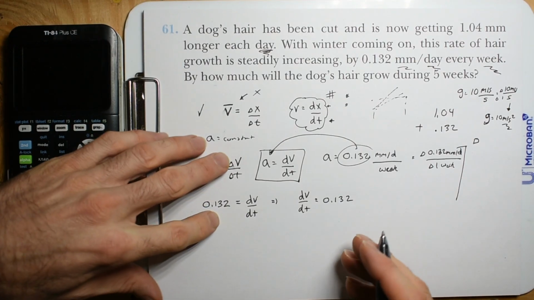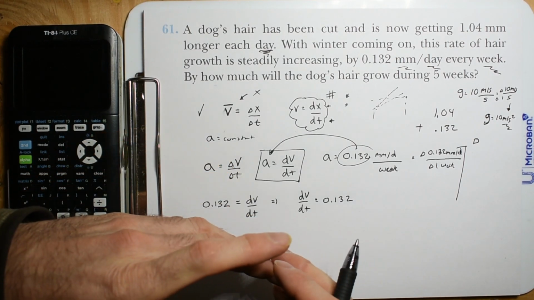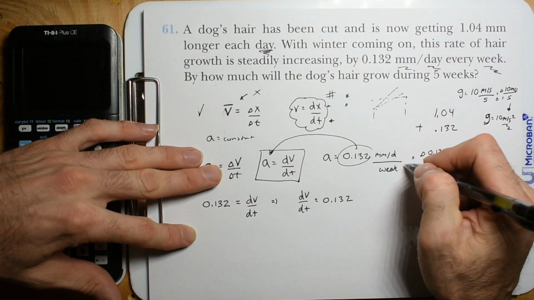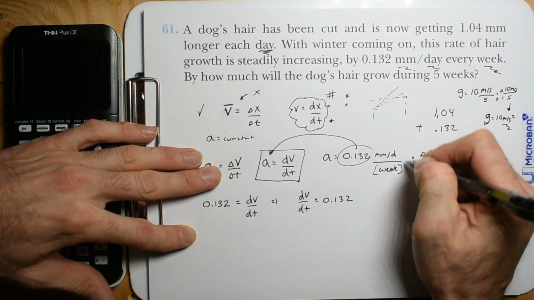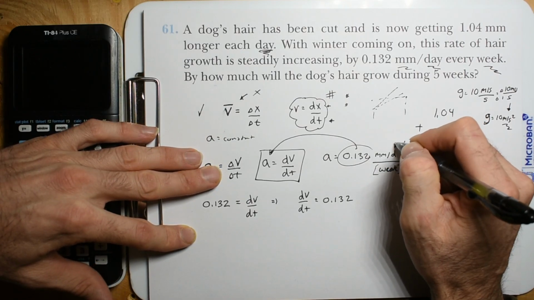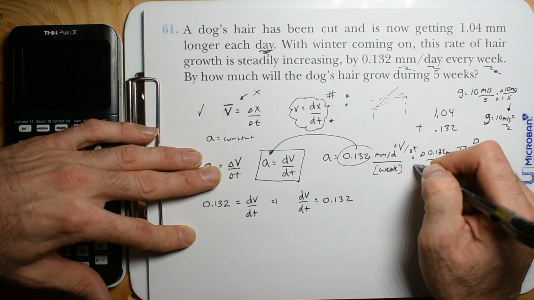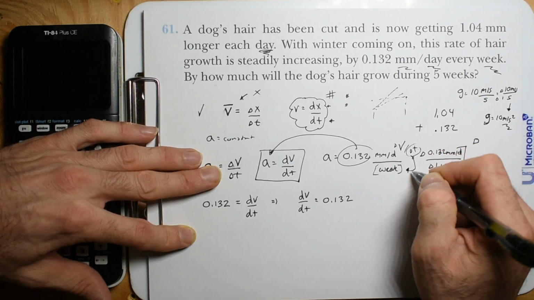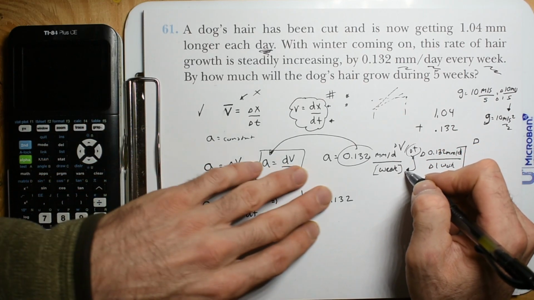All right, so now we can separate variables. And we can take a look at the units on this. It is going to be a change in velocity per change in time. We do have the correct units down here. This is change in time.